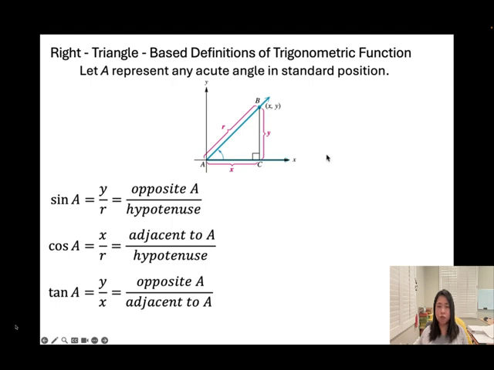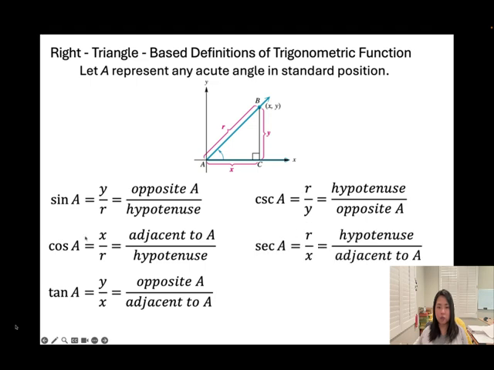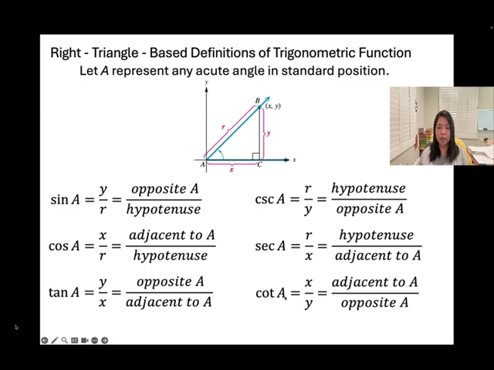Now we also want to find the cosecant. Cosecant will be the reciprocal of sine, so that will be r over y. Secant is the reciprocal of cosine, so that will be r over x. And the last one, cotangent, is the reciprocal of tangent, which is x over y. Okay, one more time: if you can find sine, cosine, and tangent, you should be able to find cosecant, secant, and cotangent.